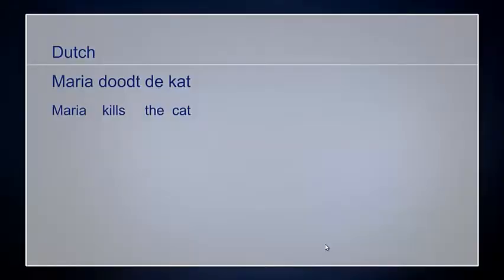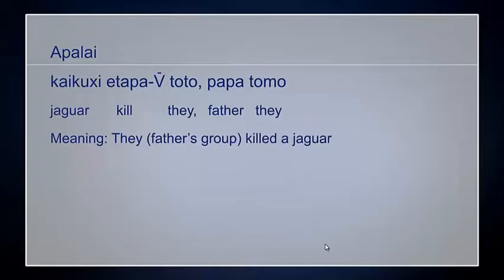Take this language. That's Dutch. Dutch happens to be my native language, and what we do is we put the person who does something, in this case killing, at the beginning of the sentence. That's different from this language, Apalai. In that language the person who does the killing, in this case, is actually put right at the end of the sentence. So this sentence means they killed a jaguar, and the they is expressed at the end of the sentence.